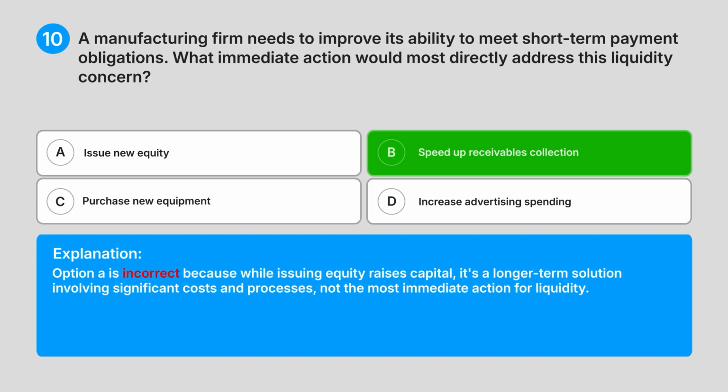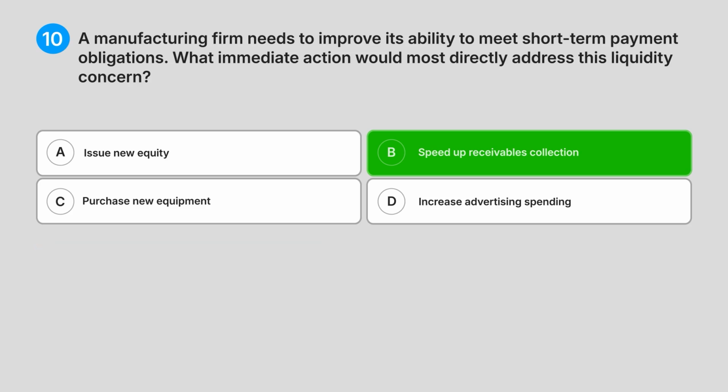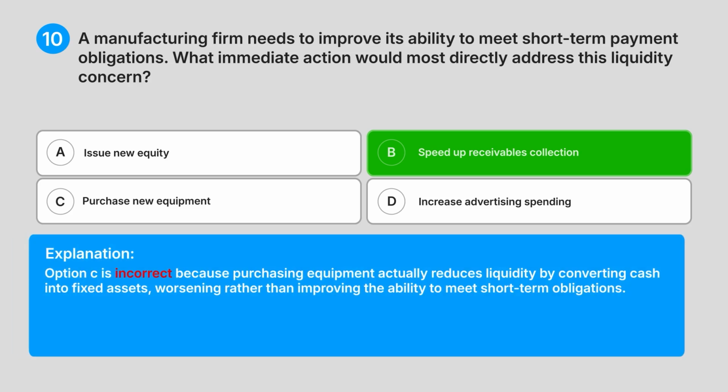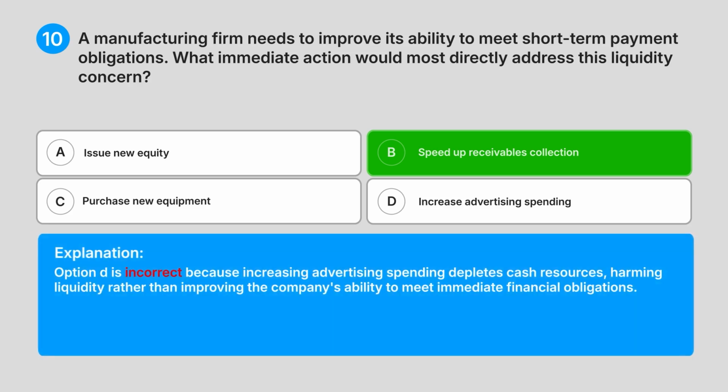Option A is incorrect because while issuing equity raises capital, it's a longer-term solution, involving significant costs and processes, not the most immediate action for liquidity. Option C is incorrect because purchasing equipment actually reduces liquidity by converting cash into fixed assets, worsening rather than improving the ability to meet short-term obligations. Option D is incorrect because increasing advertising spending depletes cash resources, harming liquidity rather than improving the company's ability to meet immediate financial obligations.